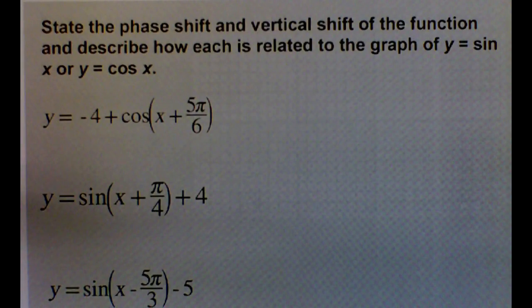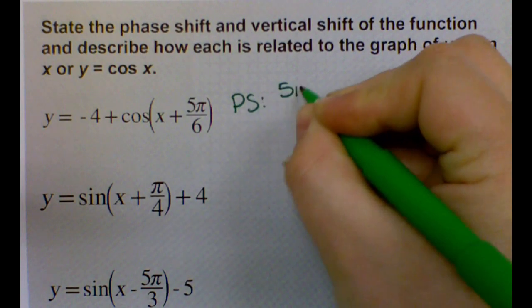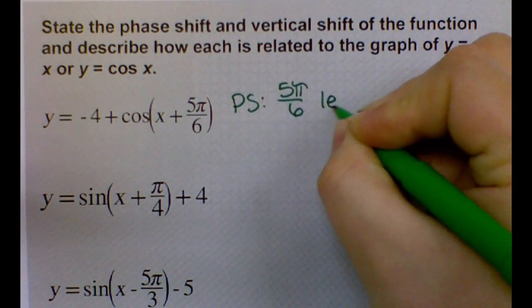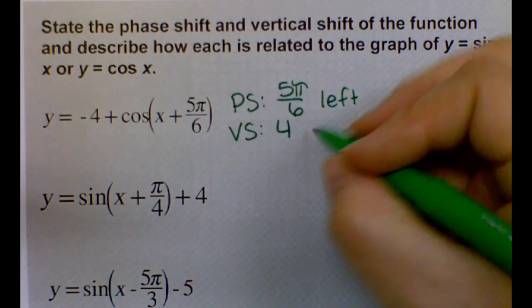Phase shift and vertical shift. Let's do phase shift first. So for this first one, our phase shift is 5 pi over 6. It's got a plus, so it's to the left. Our vertical shift is 4. The 4 has the minus, so it's 4 down.